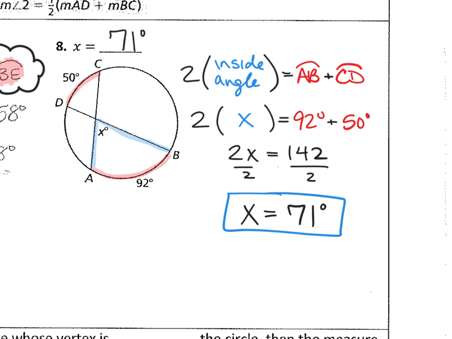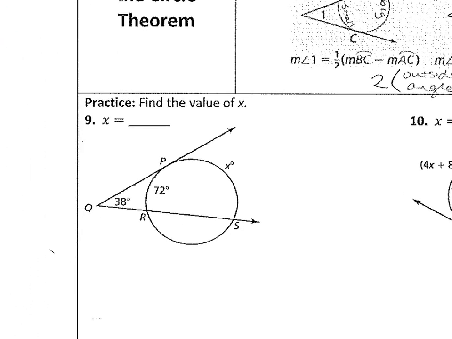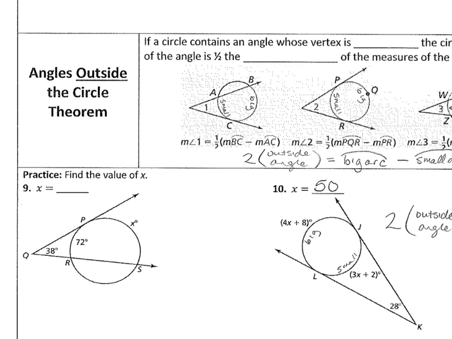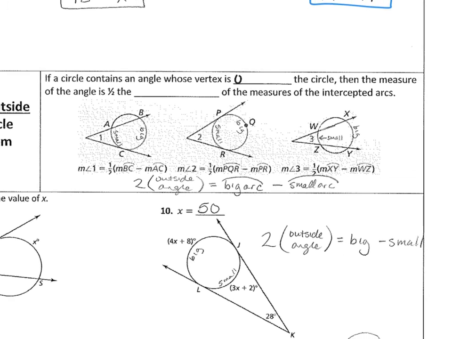Then we have one more theorem to learn today. And it's going to be pretty obvious what's different about these problems, but what's different about these circles? Where do those two lines meet? Way outside the circle. We have a different theorem, different formula, when the vertex of your angle is outside the circle. This is called the angles outside the circle theorem. Lovely name. It says if a circle contains an angle whose vertex is outside the circle, then the measure of the angle is half the difference, not sum, difference of the measures of the intercepted arcs.